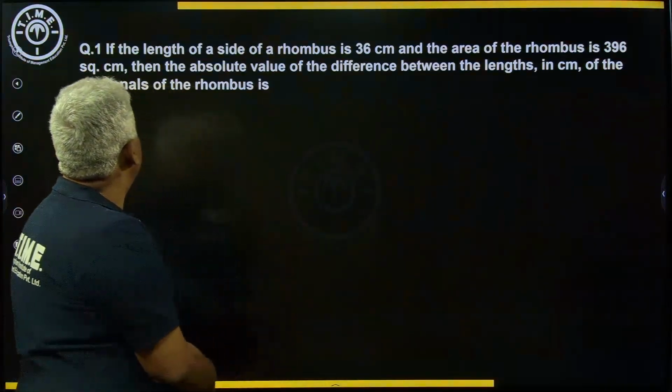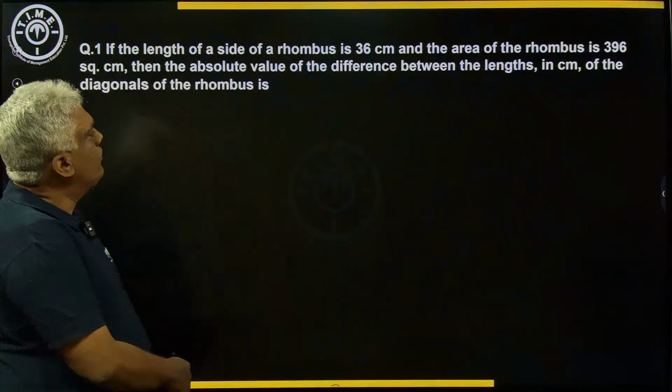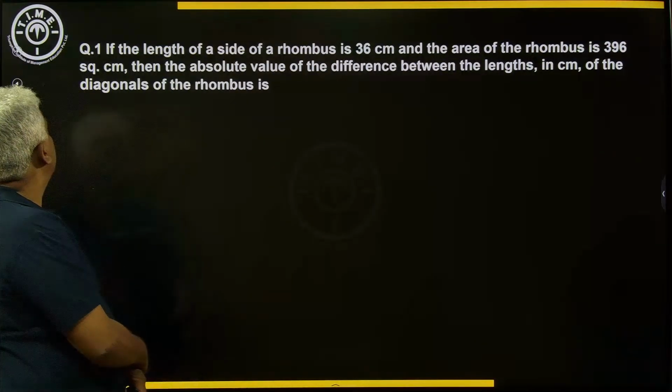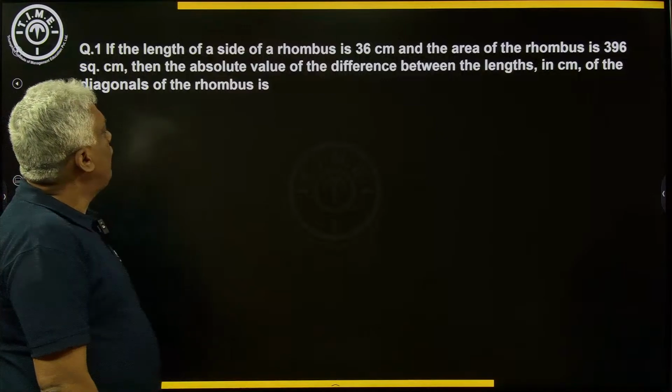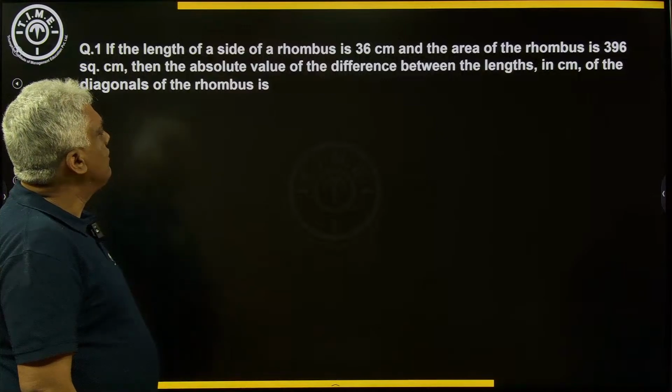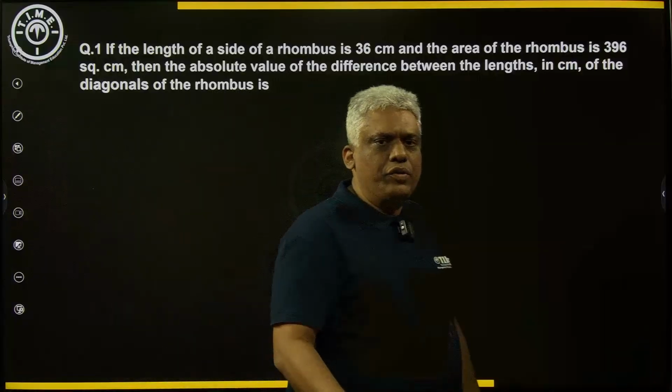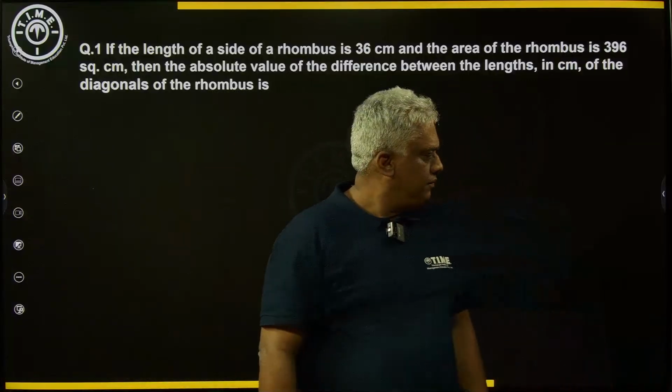This question is, if the length of a side of a rhombus is 36 centimeter and area of the rhombus is 396 square centimeter, then the absolute value of the difference between the lengths in centimeter of the diagonals of the rhombus is, okay. Now you take 1-2 minutes to solve it.